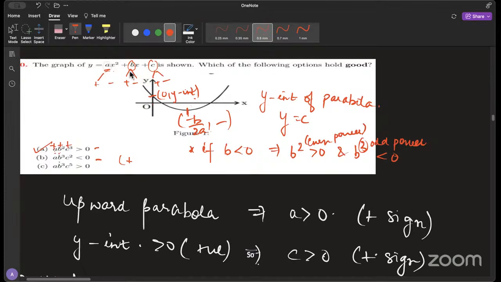So because you have an odd power of B here, that means you will have negative here, and C squared is positive. That means this entire thing is negative. That means this option should be correct.